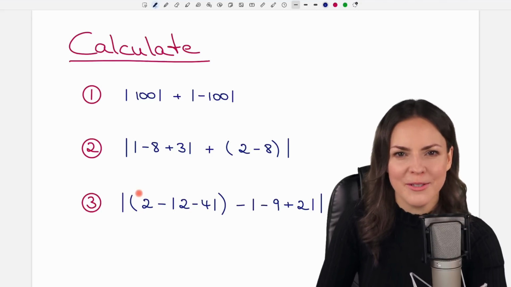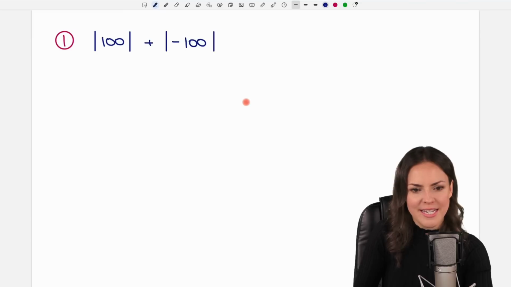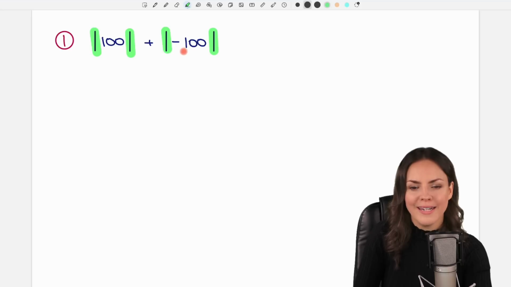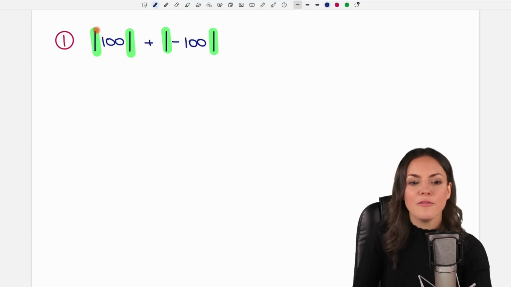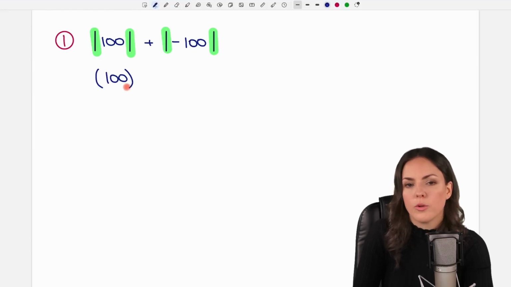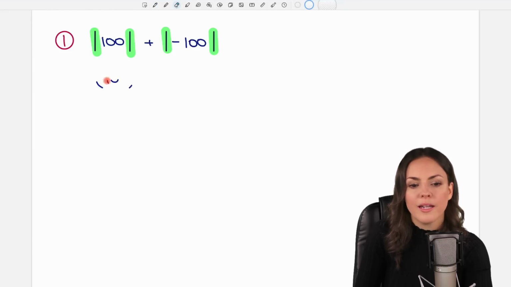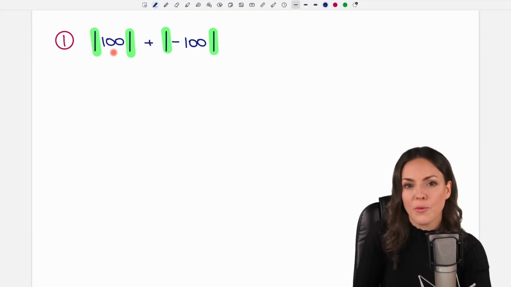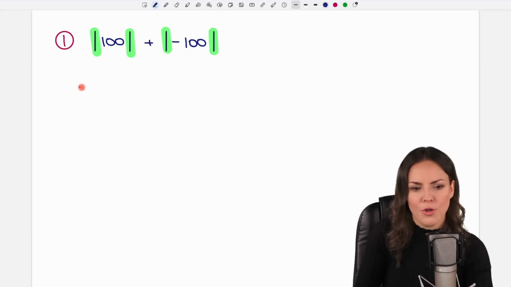the absolute value. Let's start with our first example. Here we have the absolute value of 100 plus the absolute value of negative 100. These vertical lines stand for the absolute value. These are no parentheses, so don't confuse this with something like this. This is something different. This is just the number 100 in parentheses, but these vertical lines stand for the absolute value. So how do we get rid of the vertical lines now?